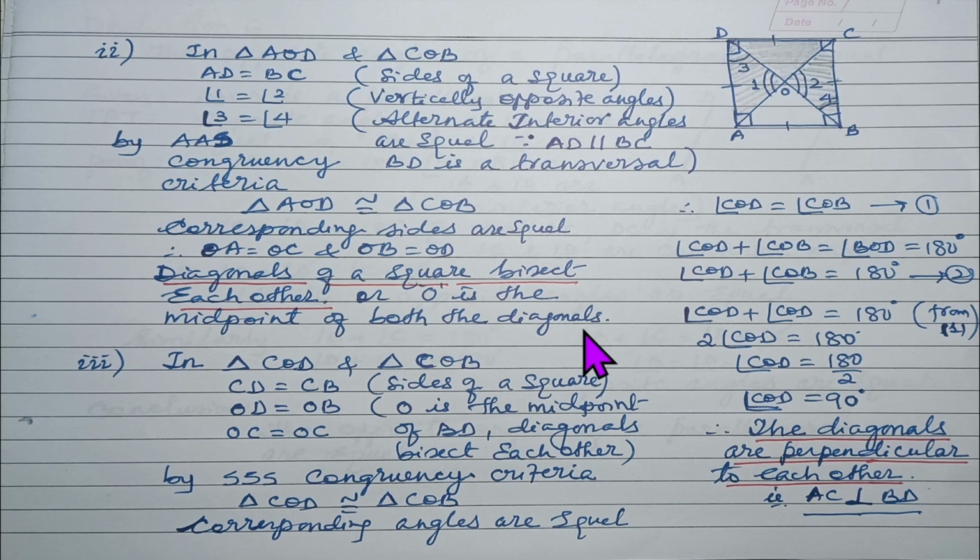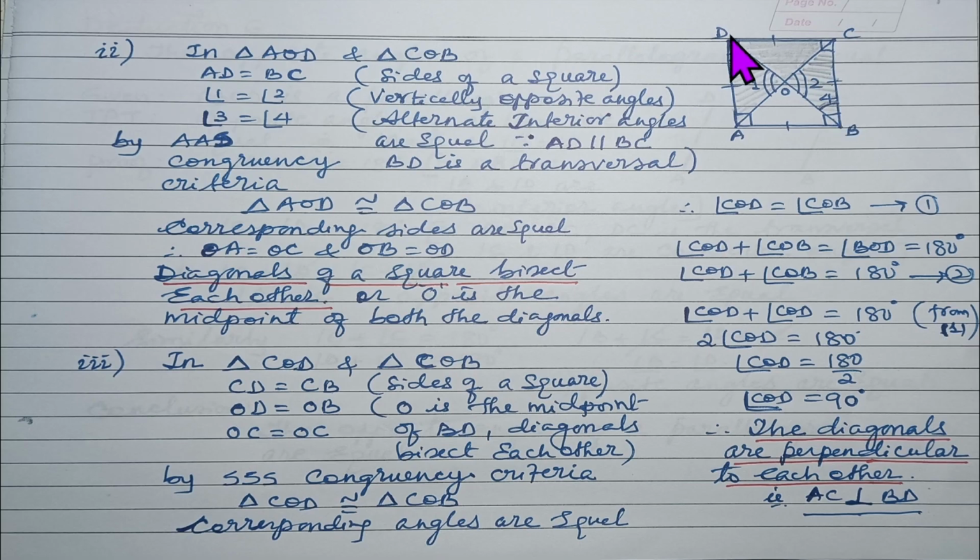Now the third important point we have to prove is that the diagonals are perpendicular to each other. That means we have to prove that AC is perpendicular to BD. Rather, I have to prove that angle AOD is 90 degrees. And for that, let us consider two triangles. Let us take the triangle COD and also the triangle COB.